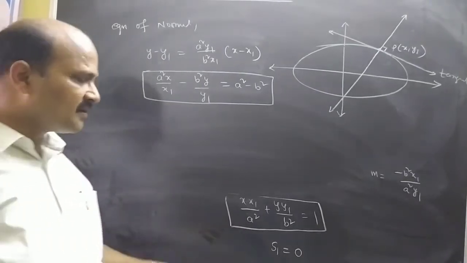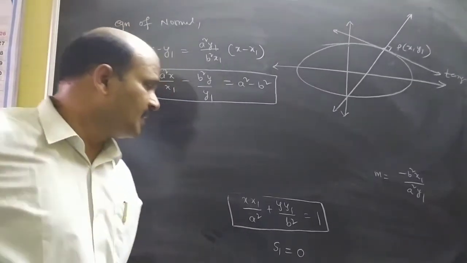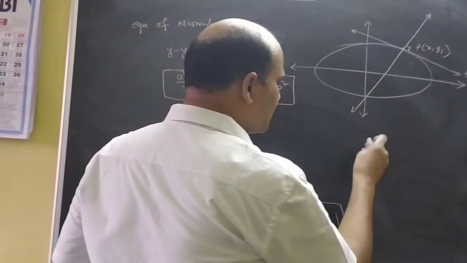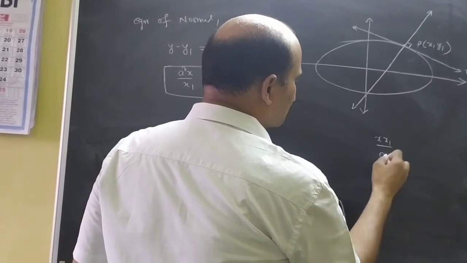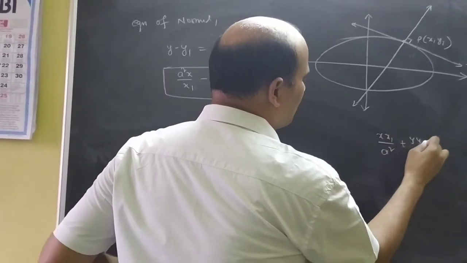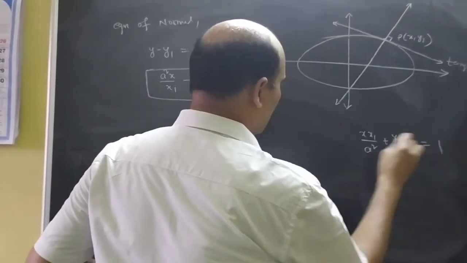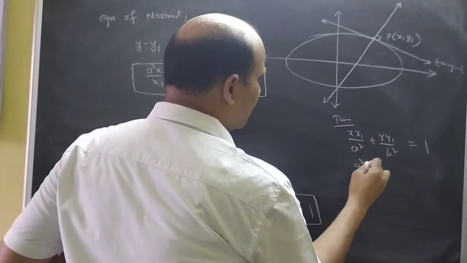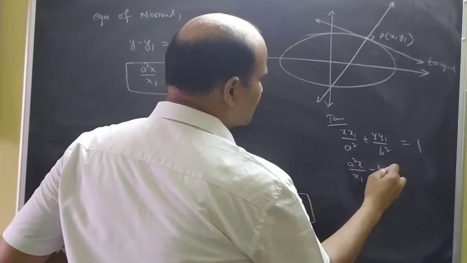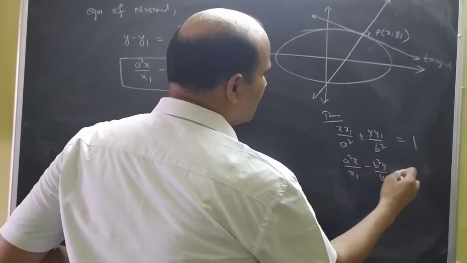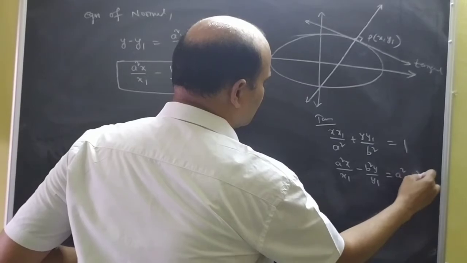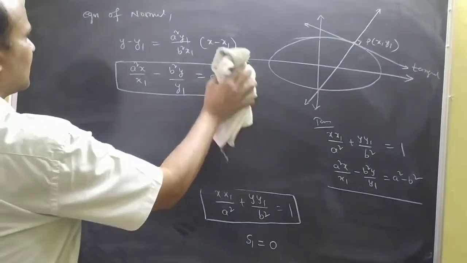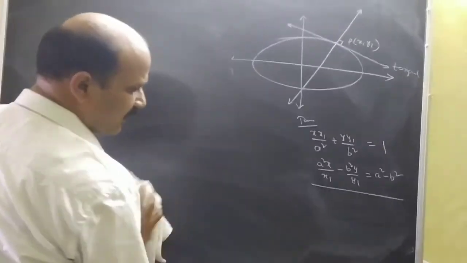So the tangent is x·x1/a² + y·y1/b² = 1, and the normal is a²x/x1 − b²y/y1 = a² − b². These are the equations of the tangent and normal with respect to the point (x1, y1).